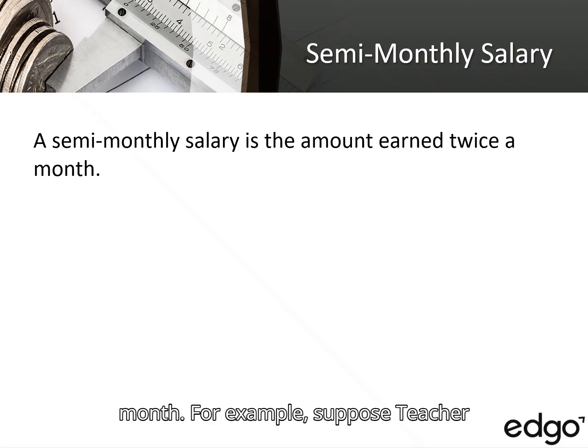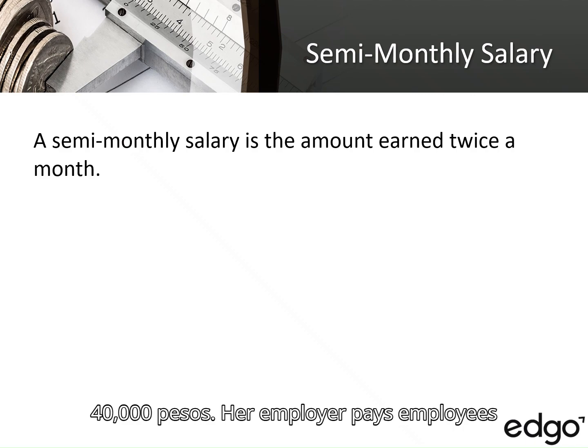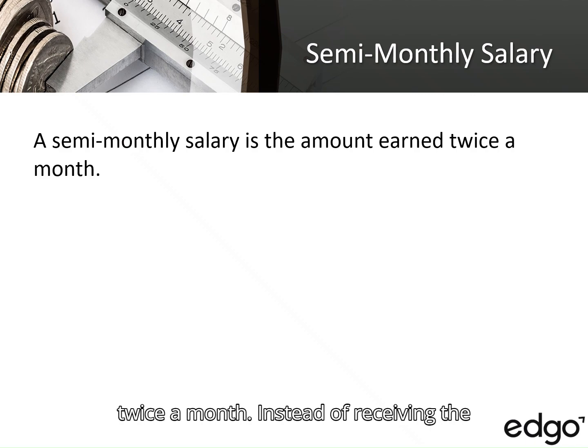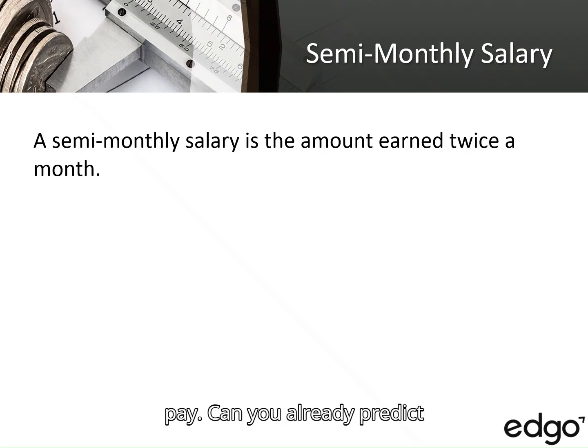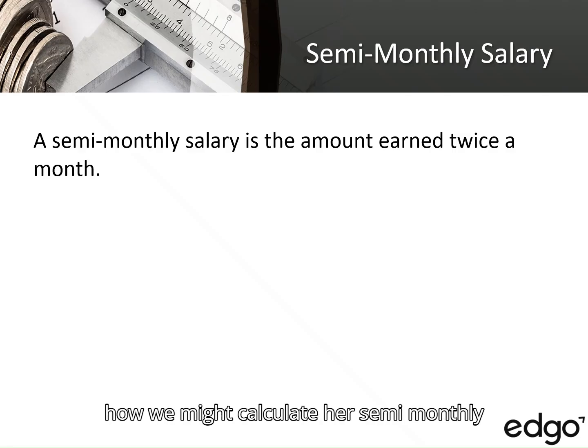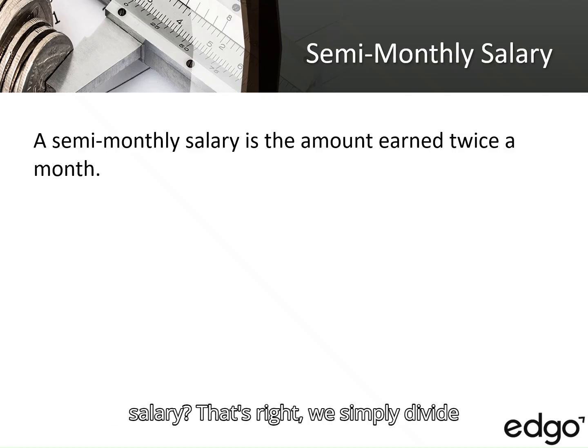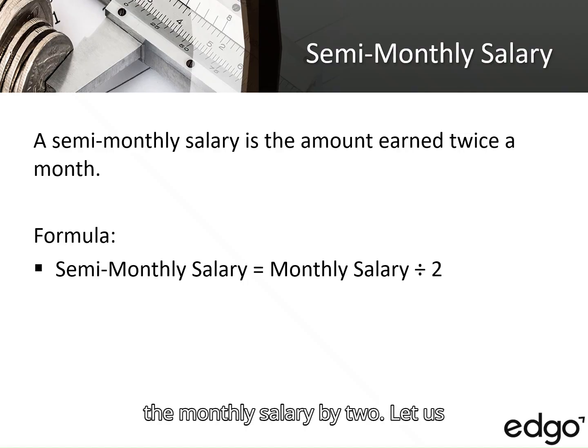For example, suppose teacher Santos receives a monthly salary of 40,000 pesos. Her employer pays employees twice a month. Instead of receiving the entire 40,000 pesos at once, she receives half of it during the first pay period and the remaining half during the second pay period. Can you already predict how we might calculate her semi-monthly salary? That's right. We simply divide the monthly salary by 2. Let us see this in the next slide.